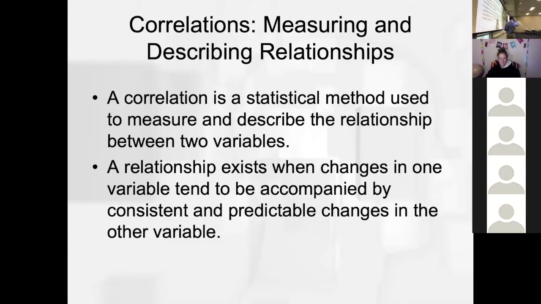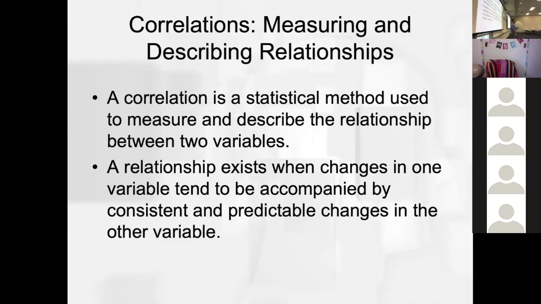And that relationship exists when changes in one variable correspond to a consistent and predictable change in the other variable. So as temperature increases, so too do ice cream sales. One goes up, the other goes up. As one goes down, the other goes down in that case. It's important to note, though, that correlation doesn't equal causation.